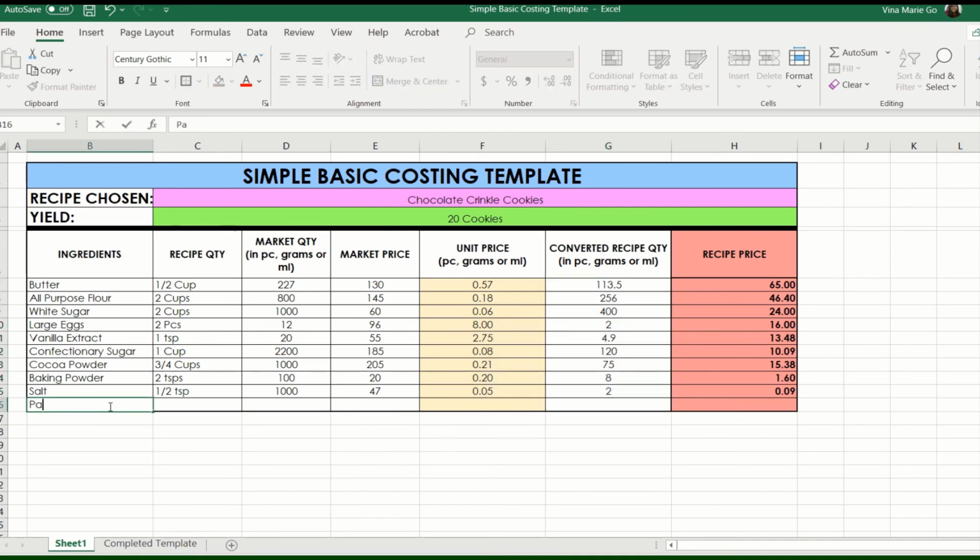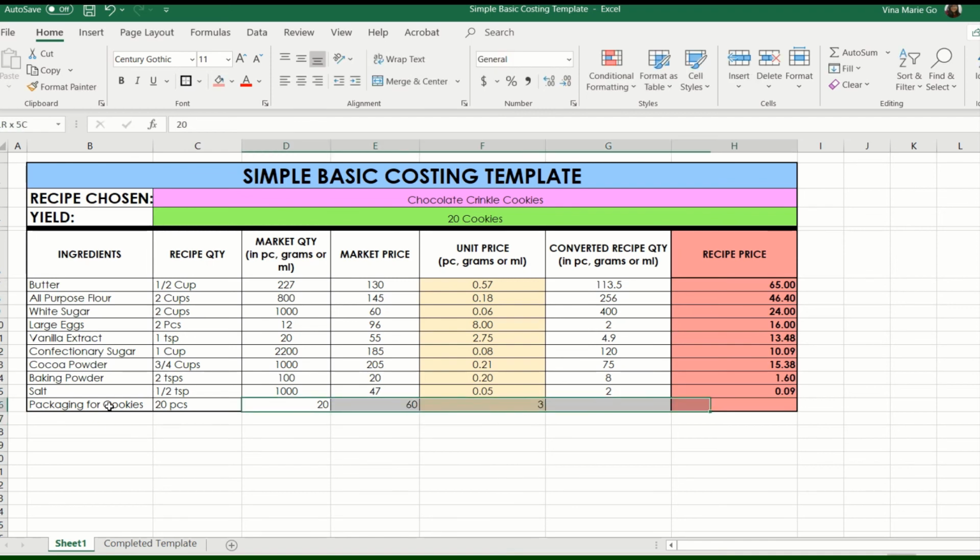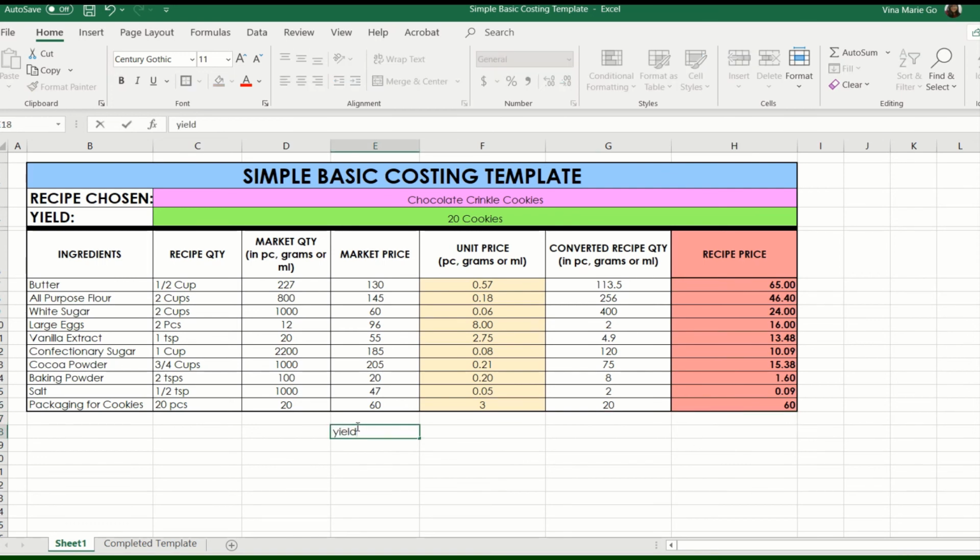Now I will just include my packaging cost. Packaging for cookies. So for example, the recipe quantity is for 20 cookies. Let's just make it exact for the purposes of a demonstration. And then it's 20 pieces for 60 pesos. I'm just trying to organize a little bit. So here we have 20 pesos as the packaging for cookies, and then we add it all in the recipe cost.